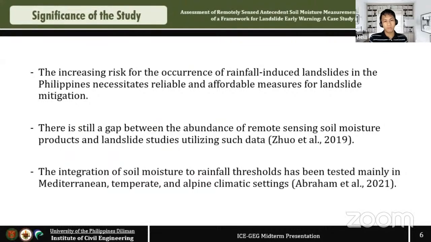For the significance of the study, the increasing risk for the occurrence of rainfall-induced landslides in the Philippines necessitates reliable and affordable measures for landslide mitigation. There is still a significant gap between the abundance of remote sensing soil moisture products and landslide studies utilizing such data, and the integration of soil moisture to rainfall thresholds has been tested mainly in Mediterranean, temperate, and alpine climatic settings.